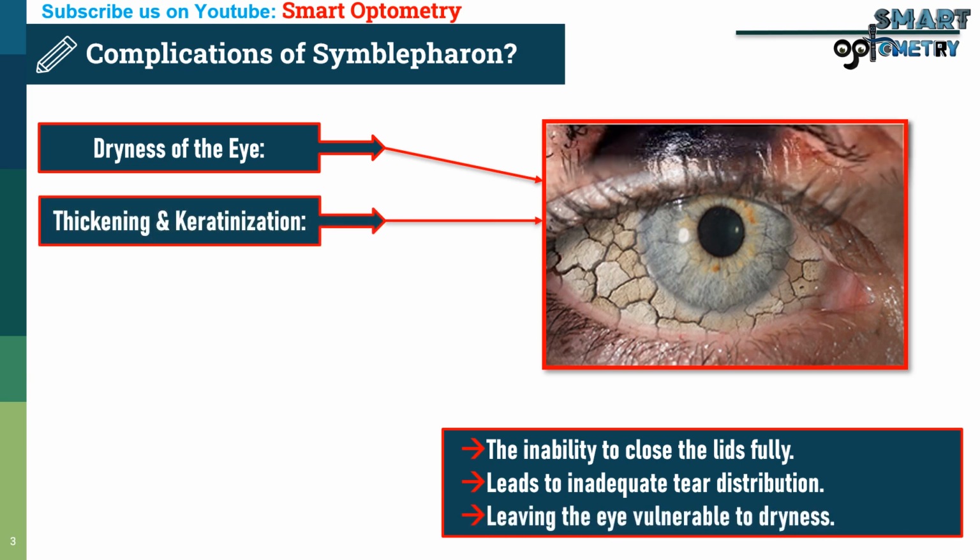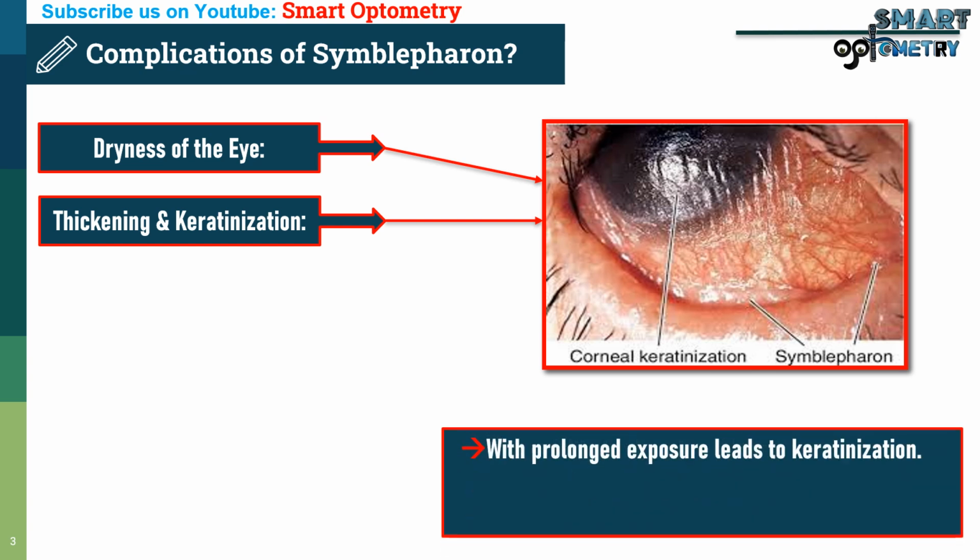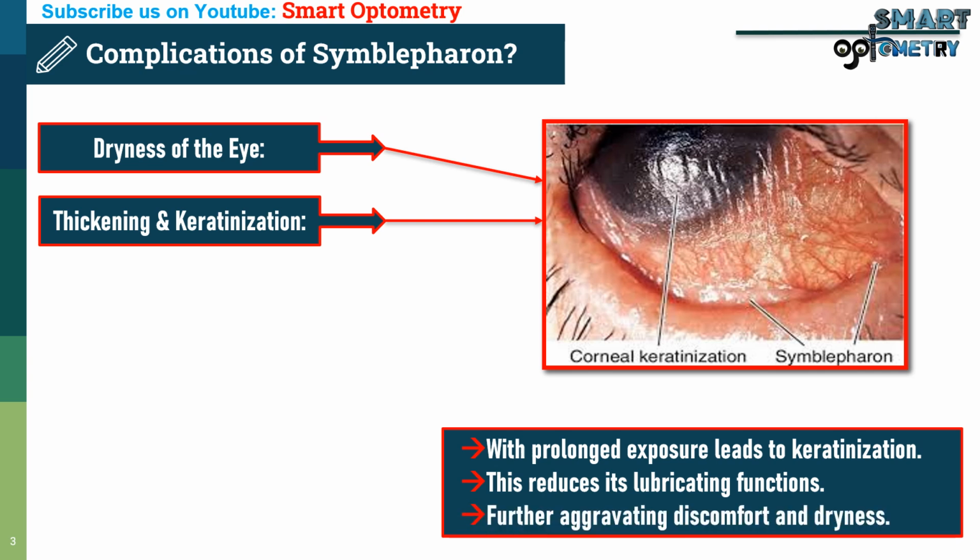2. Thickening and keratinization. With prolonged exposure, the conjunctiva undergoes thickening and keratinization. This transformation reduces its protective and lubricating functions, further aggravating discomfort and dryness.